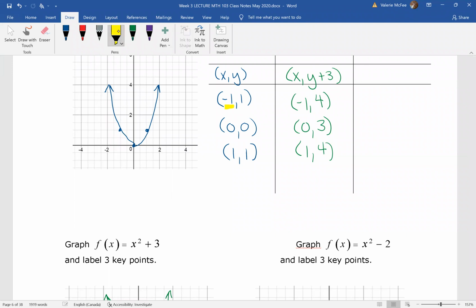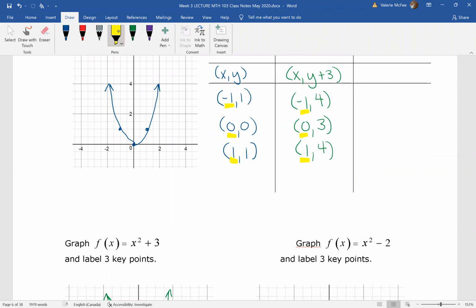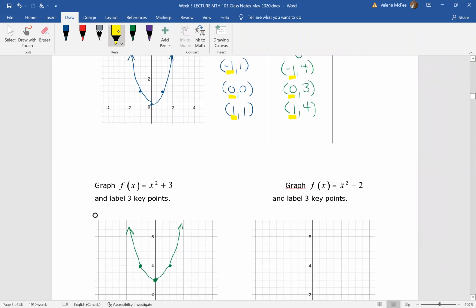So our x values stayed the same from our basic function key points, and then you added 3 to each of the y coordinates. So we have our new graph looking like this. Can you see the difference between the two graphs? They both have the same shape. They're both a parabola, but my second graph has shifted up 3 units. We say that this is a vertical shift.